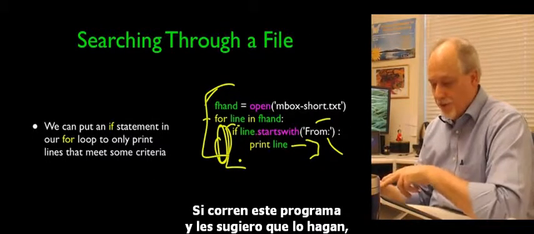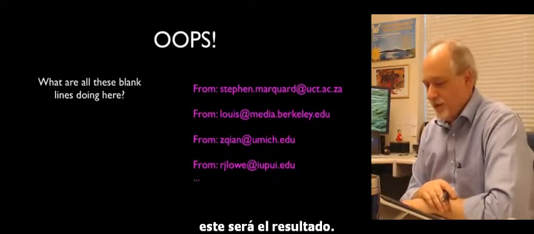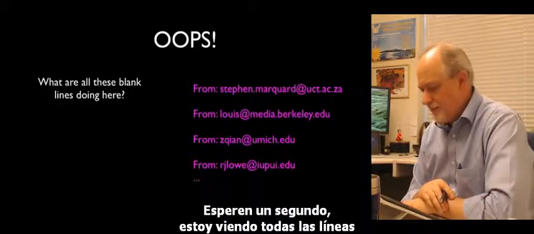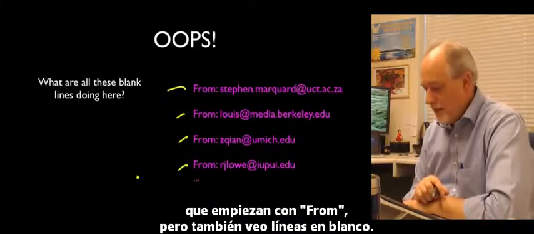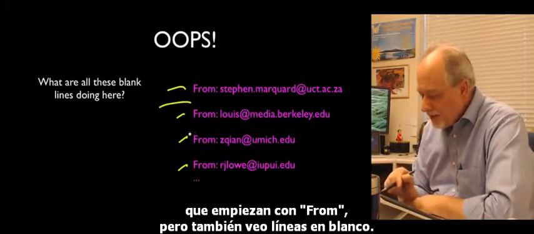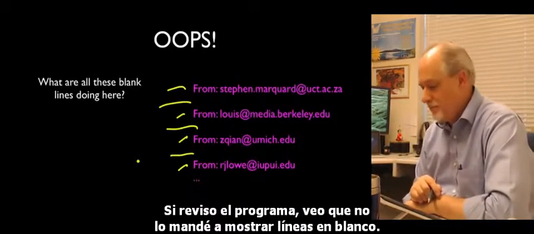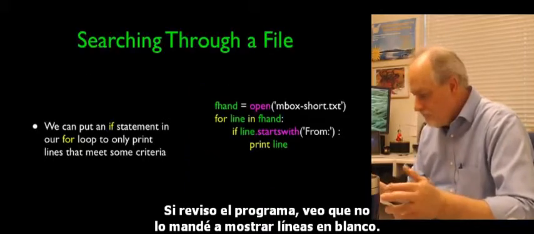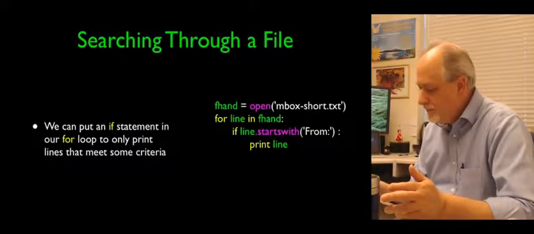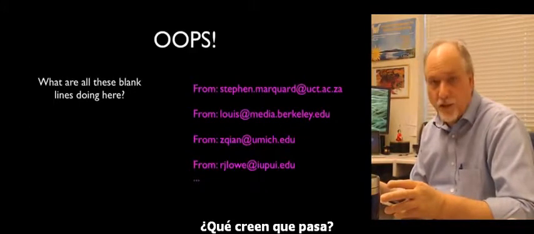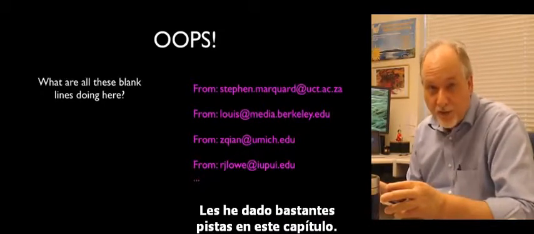So if you run this program, and I suggest that you do, this is what the output's going to look like. And it's like, wait a second, I'm seeing the lines that have the Froms. But then I get these blank lines. And why is that? Why are these blank lines there? If I look at the program, I'm not printing blank lines. I'm only printing lines that start with From. So why? What do you think? Give you a second. I've certainly done enough foreshadowing in this lecture.